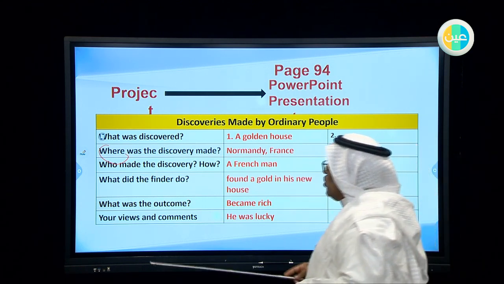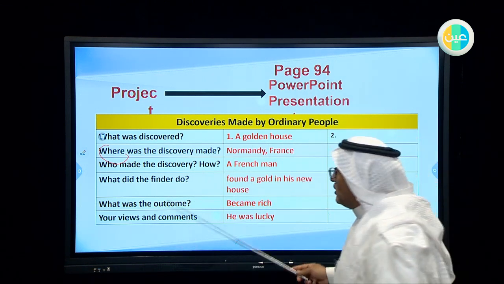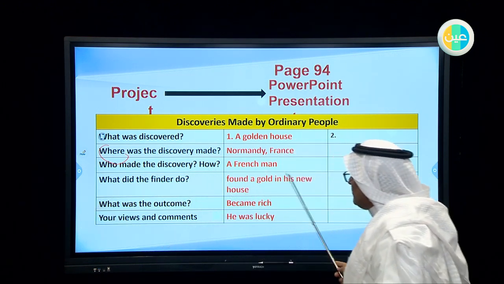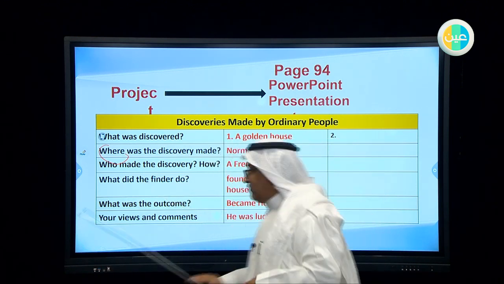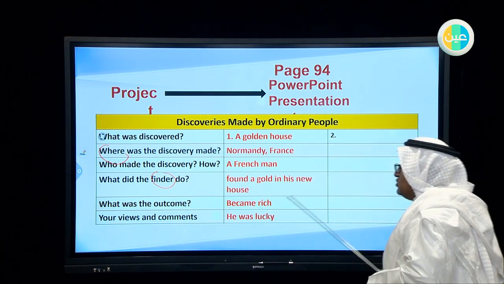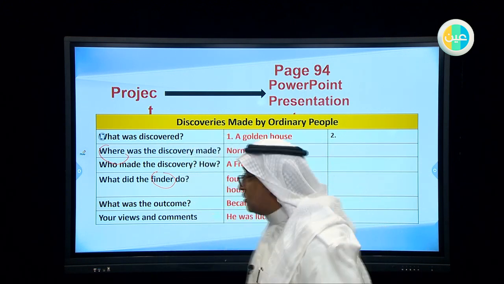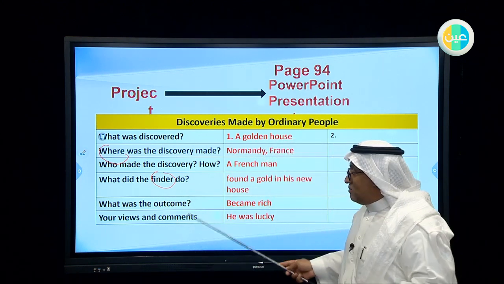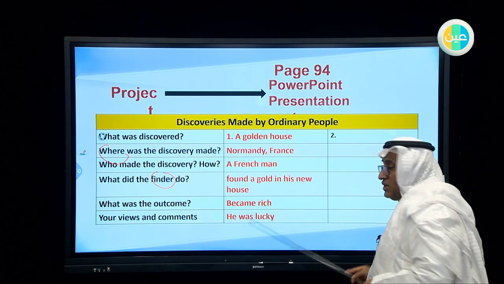Okay? Who made the discovery? Who? A French man. He's ordinary, from ordinary people. Okay? What did the finder do? Finder means discoverer. He found gold in his new house. Okay? What was the outcome? Outcome means the result. Okay? He became rich.